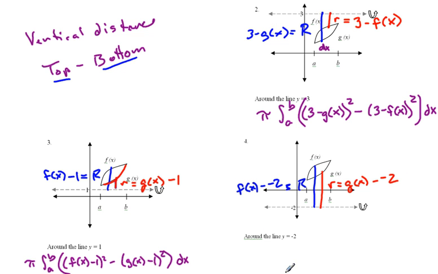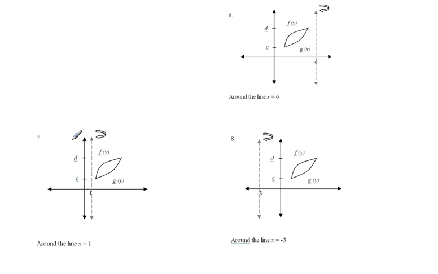And so when I'm ready to write the integral, I've got pi. These also are going from a to b, and I've got my big radius. I'm going to simplify that, f of x plus 2, all of that squared, minus my little radius, g of x plus 2, all of that squared, and the whole thing times dx. All right, so now we've got three more of these, but this time look what we're revolving around.